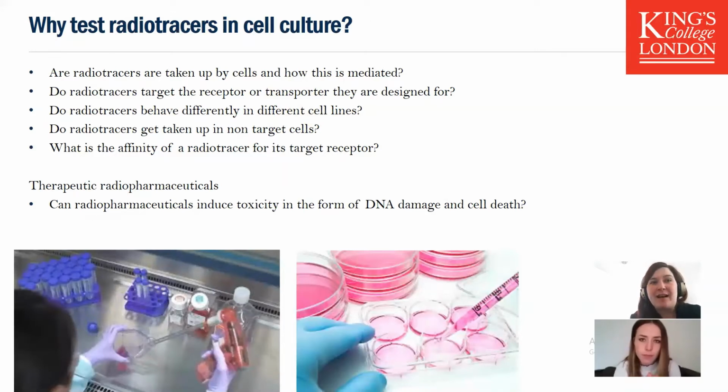Do radiotracers target the receptor or transporter that they are designed for? Do radiotracers behave differently in different cell lines? Do radiotracers get taken up in non-target cells? And what is the affinity of a radiotracer for its target receptor? And for therapeutic radiopharmaceuticals, we can answer questions such as, can radiopharmaceuticals induce toxicity in the form of DNA damage and cell death?